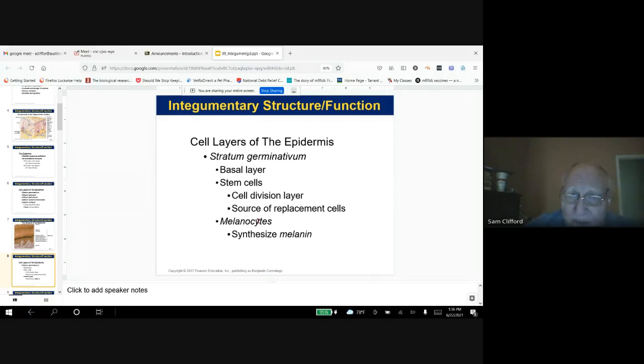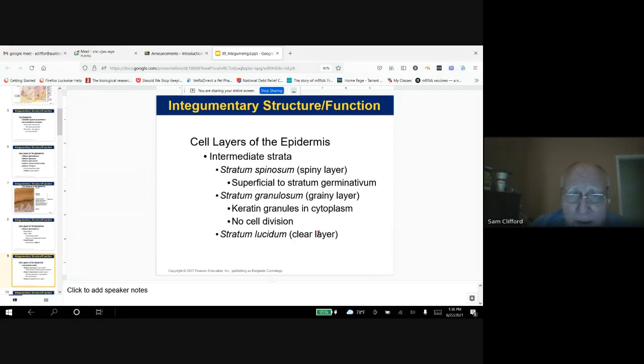So the stratum germinativum is the bottom layer. Cells divide and grow. Melanocytes in the skin synthesize melanin, and depending on your ancestry, some people have more melanin than others. The intermediate strata is the spiny layer, which is right on top of the stratum germinativum. Then you have the stratum granulosum, where keratin granules are produced.